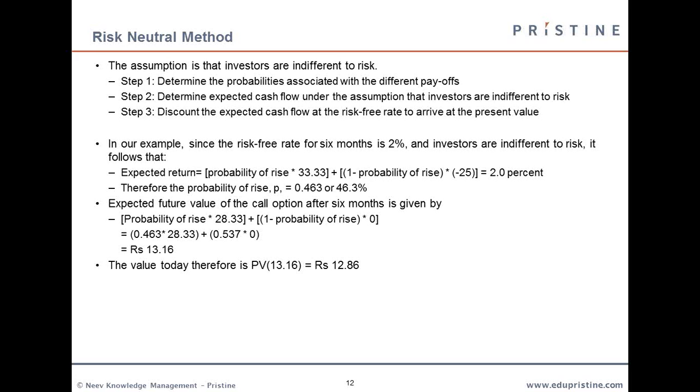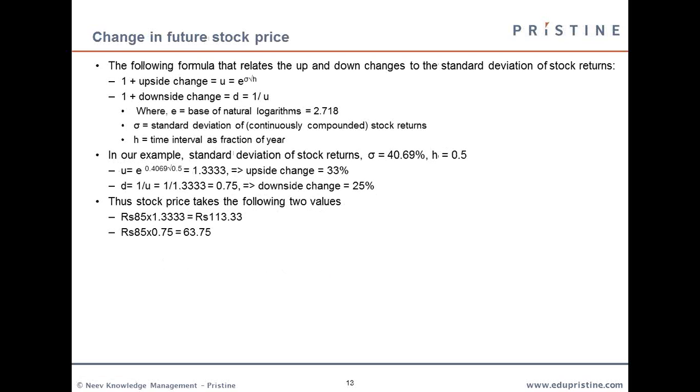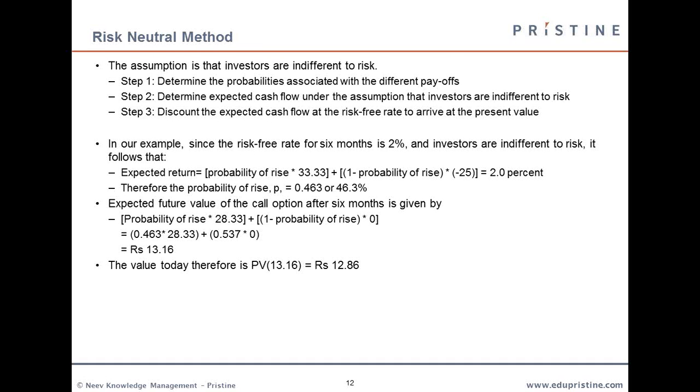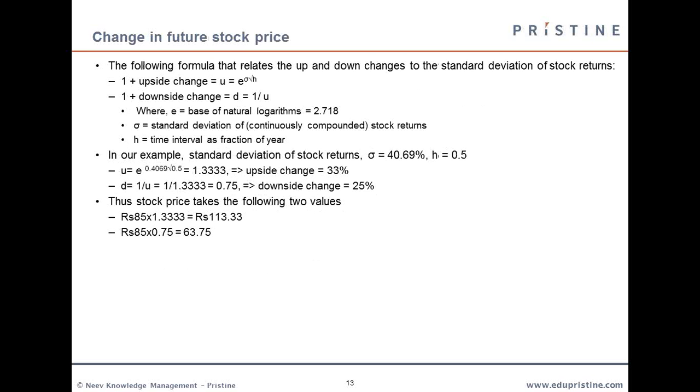So basically it becomes 0.463, which is the probability, into the payoff when you have a rise in price. So again we have the same value, 13.16. Once it is discounted, we'll again get the same value, which is 12.86, which is same as what we have obtained using the replicating portfolio method. Similarly, we can do it for a put option, and the method is pretty much the same.